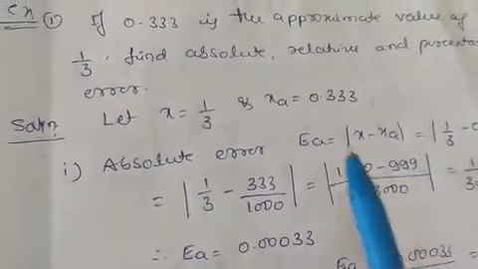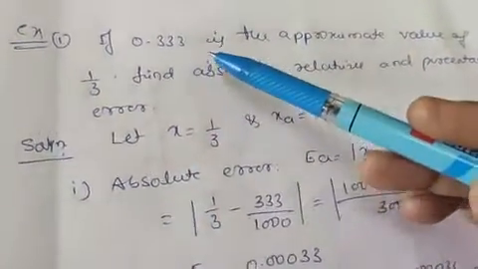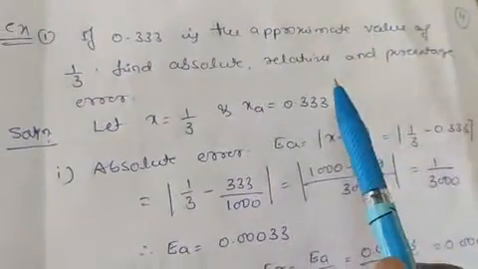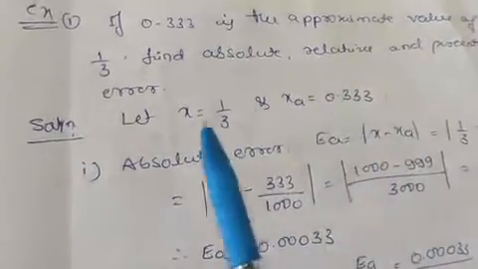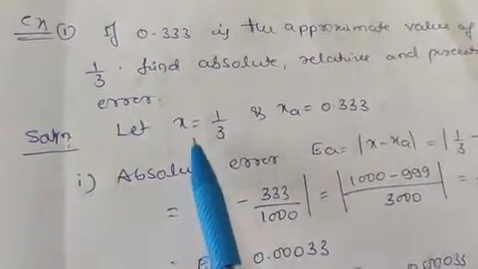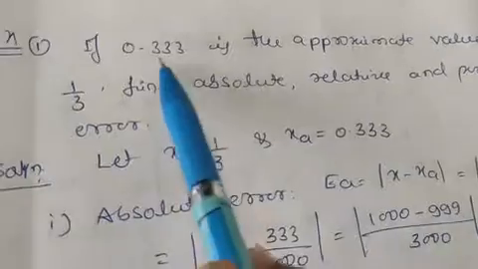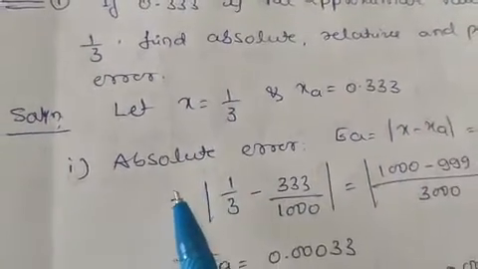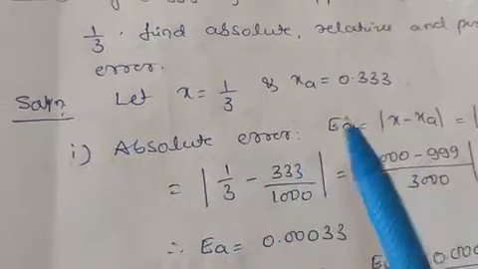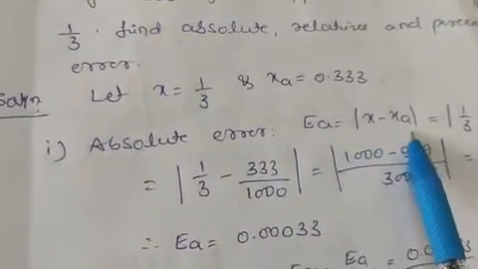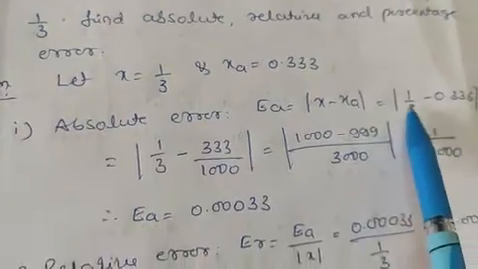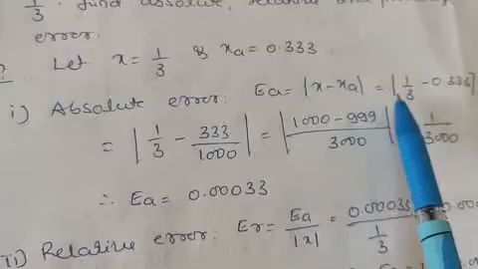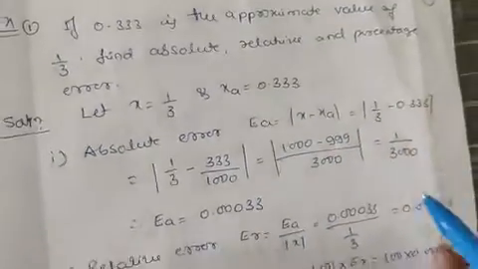So here we have been given two numbers, one is the approximate number and another is the exact number. Then find the relative and percentage error in this. The exact number is x equals 1 by 3 and the approximate number is 0.333. Now we know from the definition that absolute error is equal to mod of x minus xa. It is equal to mod of 1 by 3 minus 0.333.